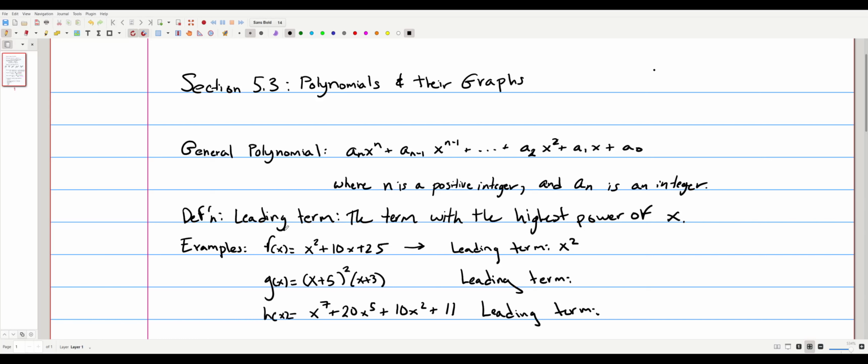Something like h of x equal to x to the 7th plus 20x to the 5th plus 10x squared plus 11. And so really all it is is x to a positive power plus a number in front of another x to some power and a whole bunch of addition and subtraction. So I could change that to subtraction. It's still a polynomial.